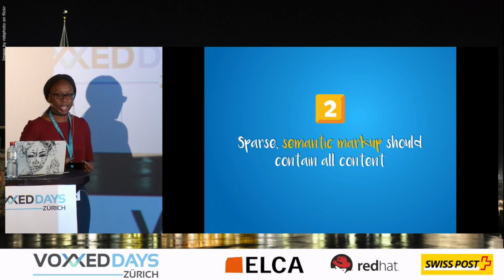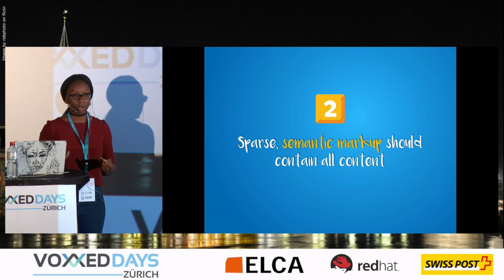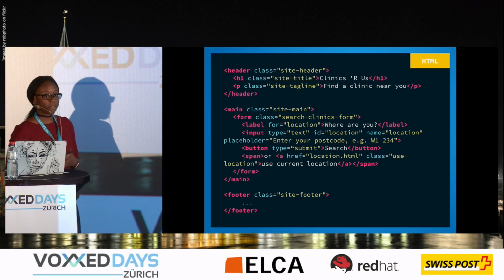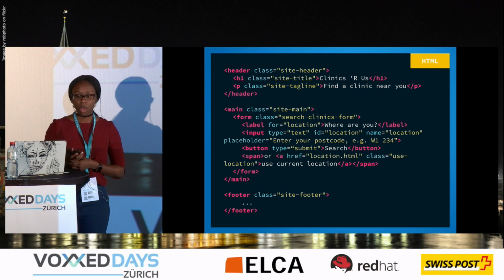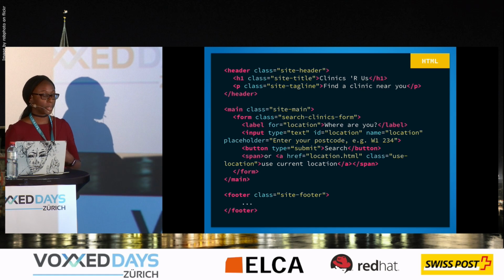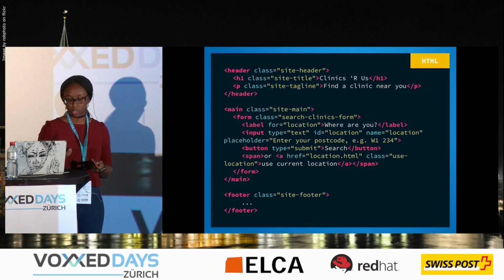So a second rule is that sparse semantic markup should contain all the content. And this involves 2 things. So first of all, the semantic markup. So when we're writing our HTML, we need to make sure to be as semantic as possible and use the correct elements for what we're trying to convey.